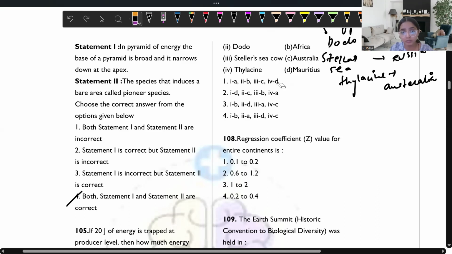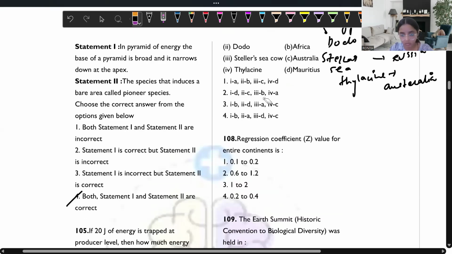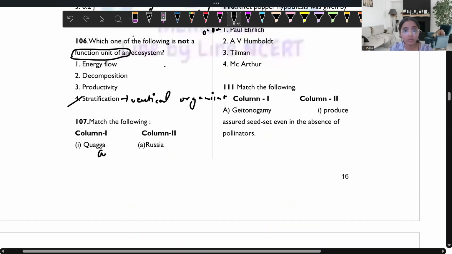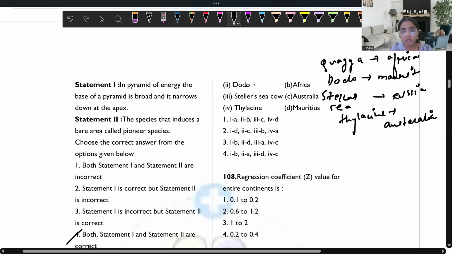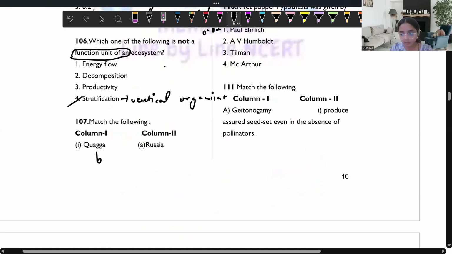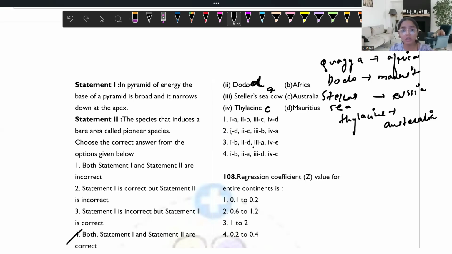I'm really sorry. One is A. Sorry, one is B. Quagga is Africa, one is B. Dodo is Mauritius, D. Stellar sea cow is Russia, that is A. And thylacine is Australia, C. So we have 1B, 2D, 3A, 4C. Third option is the correct answer.